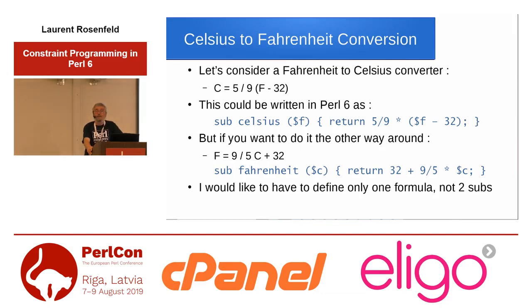Now what I would like to do is to be able to define one formula, not to define two subroutines. Because here I have to do it one way. It's the same formula actually that describes the two things, but we need two subroutines to do it with traditional procedural programming.